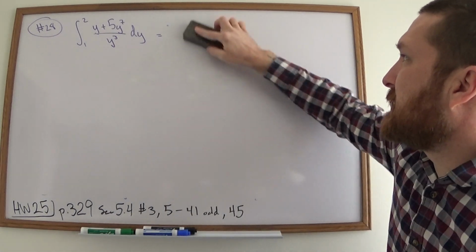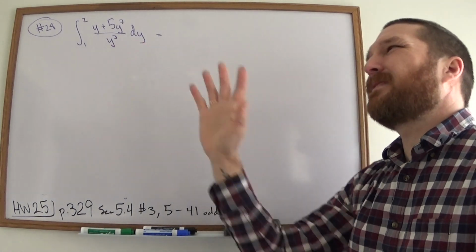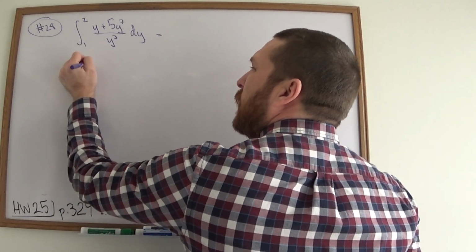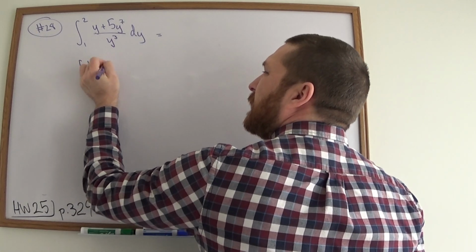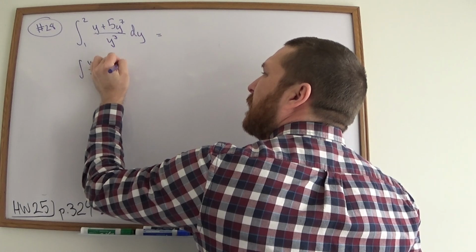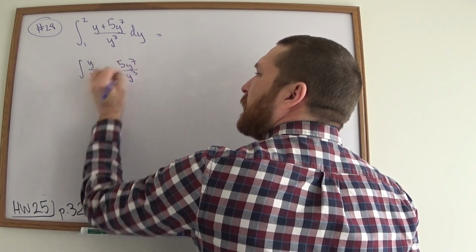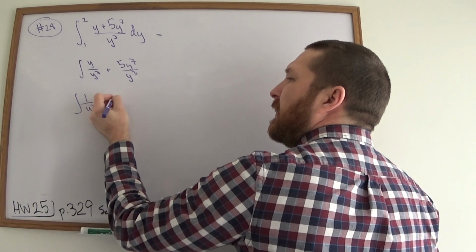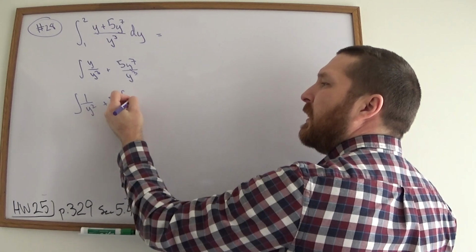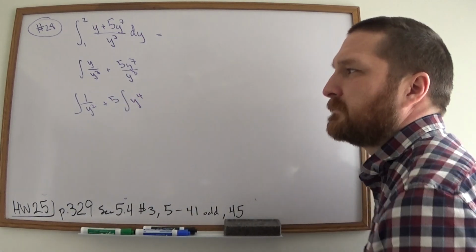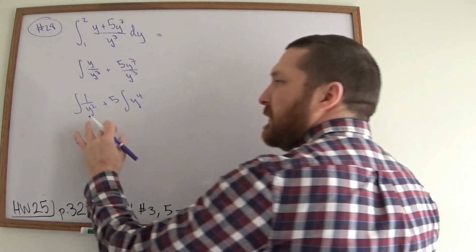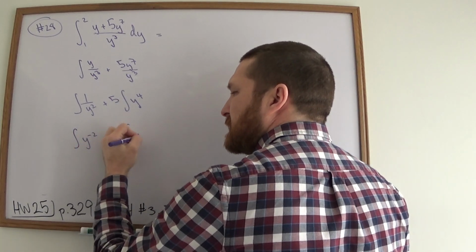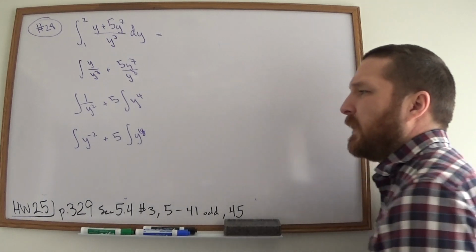So let's find that antiderivative. What do you want to do with this? Split it up: y over y to the 3rd, plus 5y to the 7th over y cubed. This is 1 over y squared, which is y to the negative 2, plus 5y to the 4th.